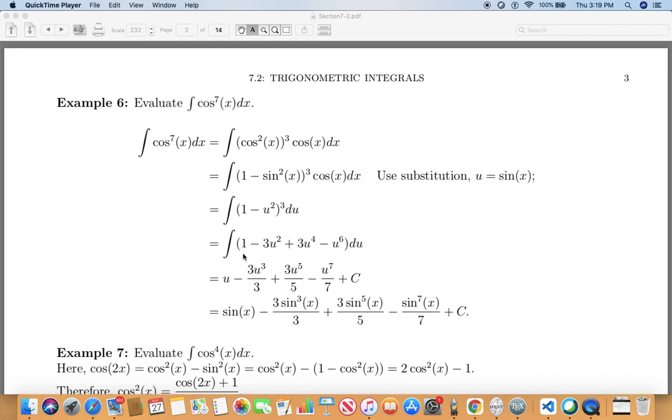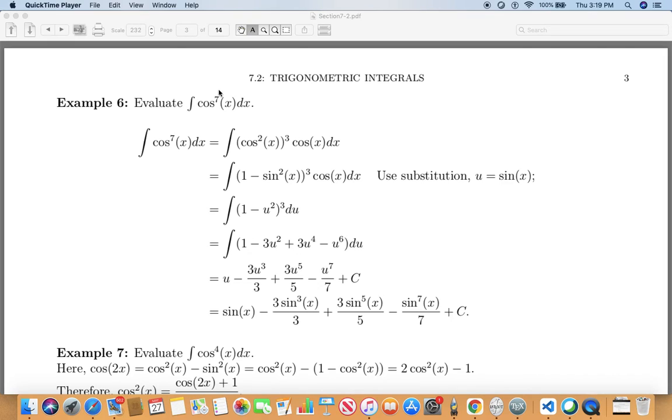Integral of 1 is u, minus integral of 3u squared is 3u cubed over 3, plus integral of 3u to the 4th is 3u to the 5 over 5, minus integral of u to the 6 is u to the 7 over 7, plus constant of integration. Don't forget to replace u by sine x, and that completes your answer.